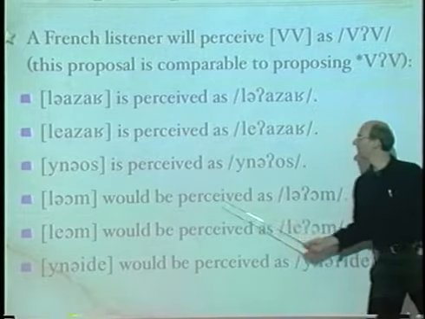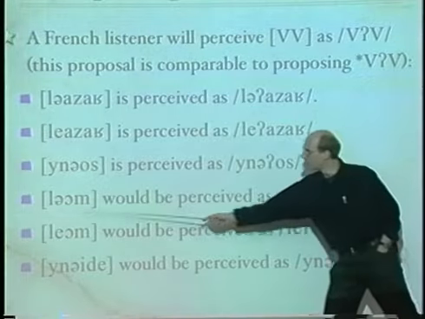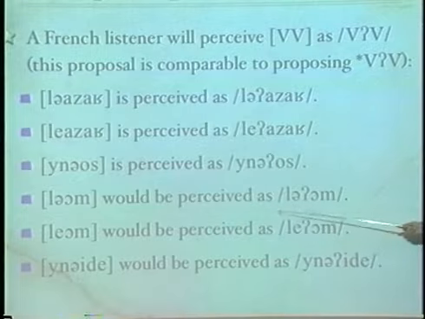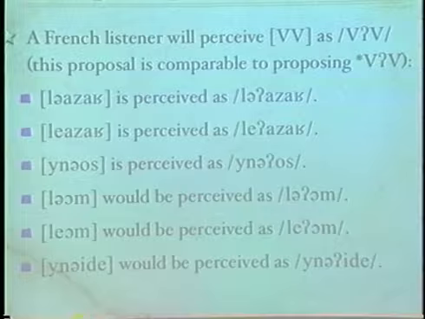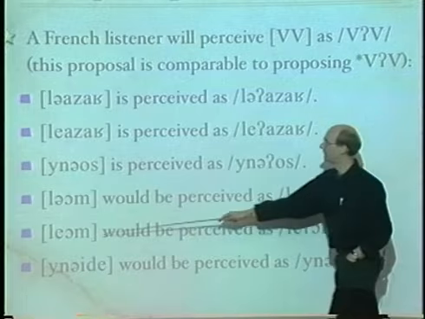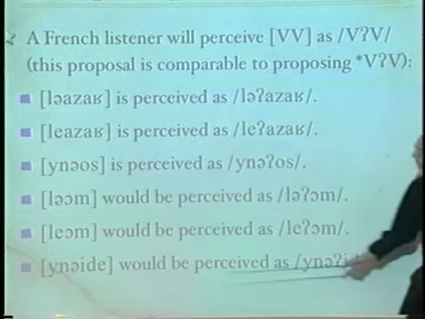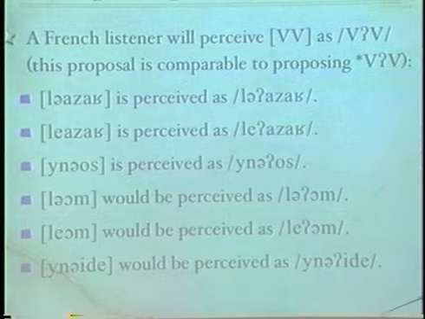Une hausse is perceived as if it contained a glottal stop. Le homme, if you could say that, would be perceived as le homme, as if it contained a glottal stop. So these are not French, so that's why I say would be perceived. Les hommes would be perceived as this, with a glottal stop. Une idée, if you say une idée, the perceiver will hear a glottal stop between the schwa and the I.